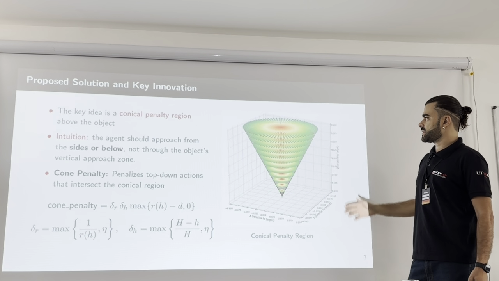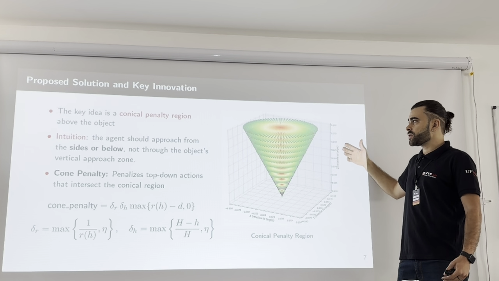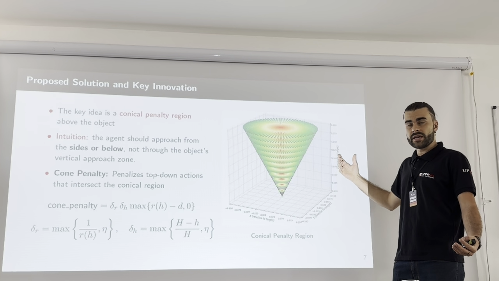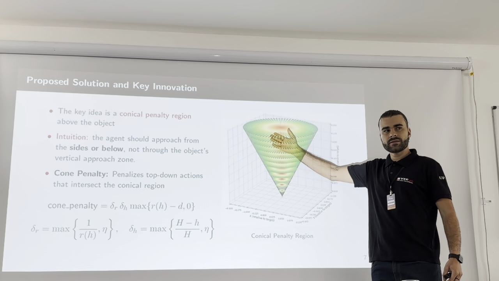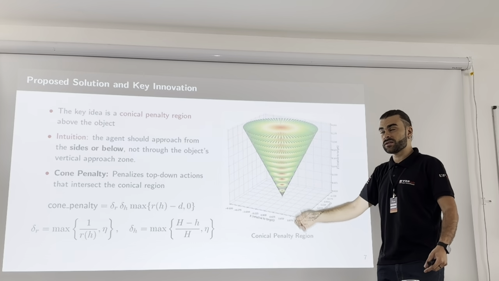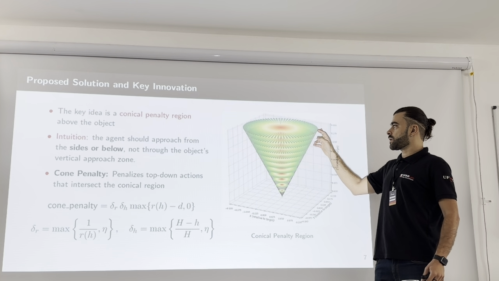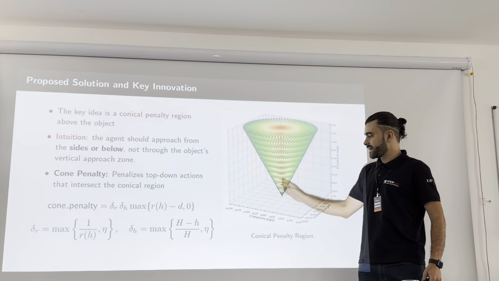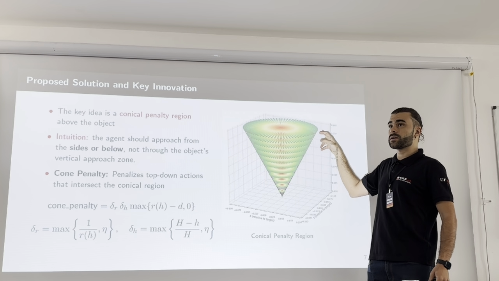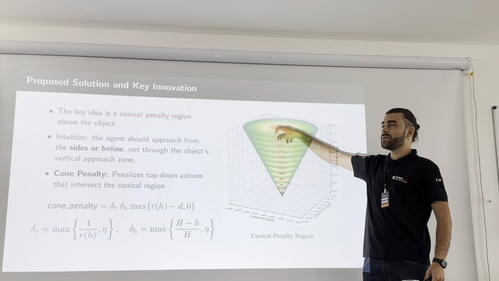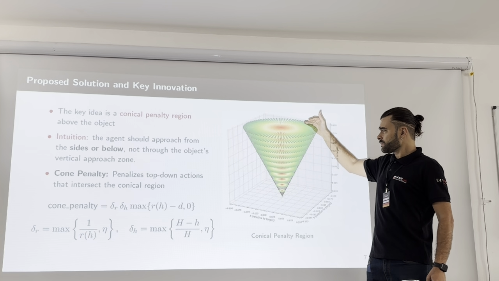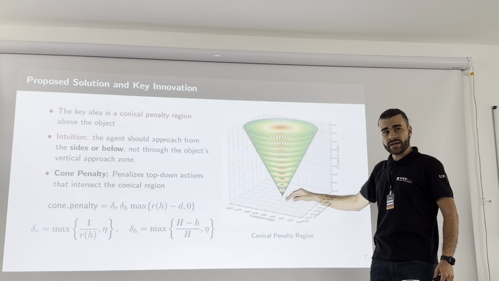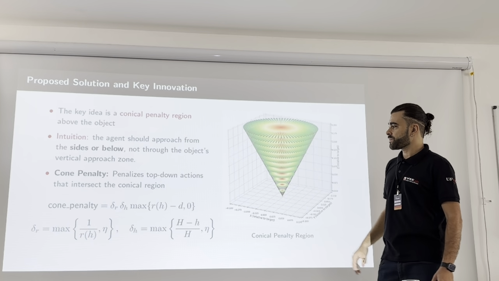So what we do is, if we are outside the conical region, of course, we don't want to penalize our agent. If we get inside the cone region, we want to penalize our agent. And the rationale is, the closer you are to the cone axis, so given a certain height, the closer you are to the center, the higher the penalty. And the closer you are to the object, the higher the penalty as well.